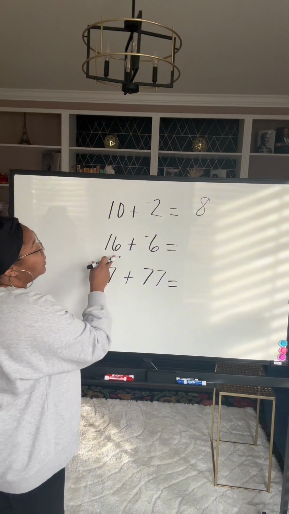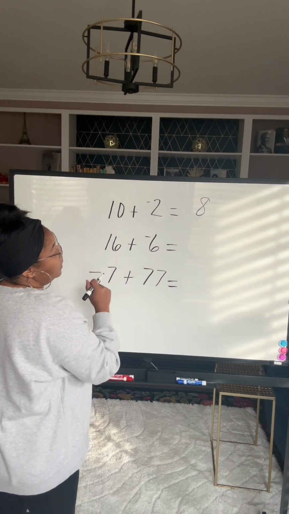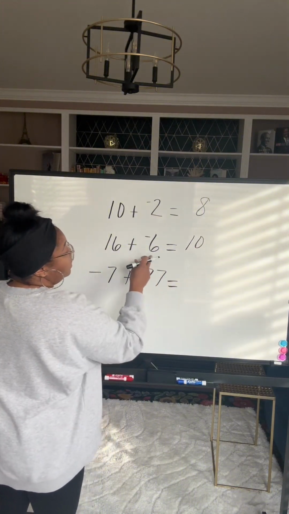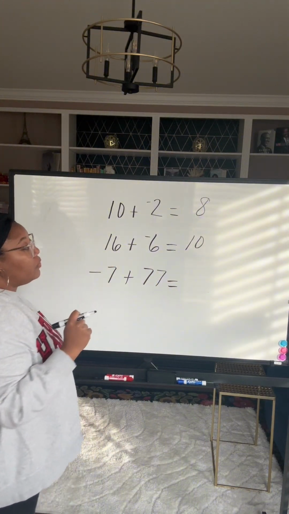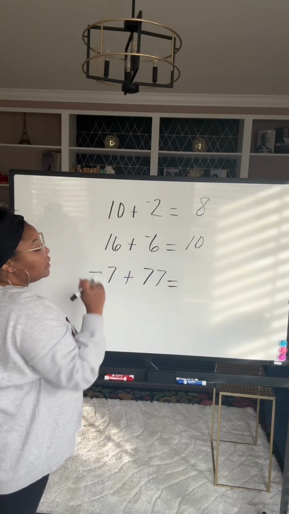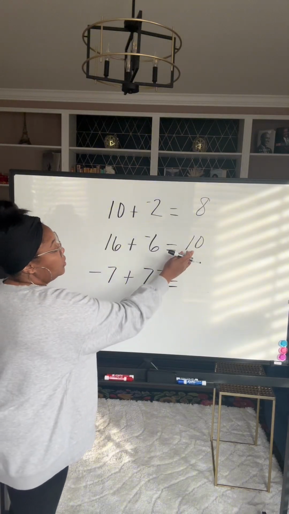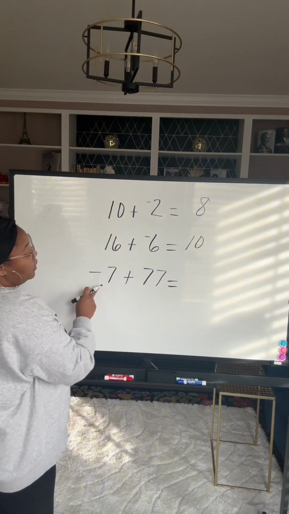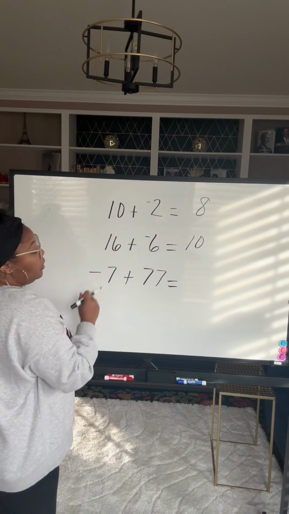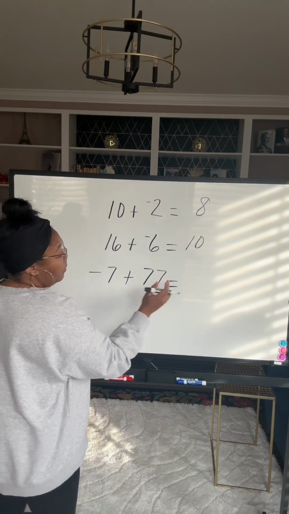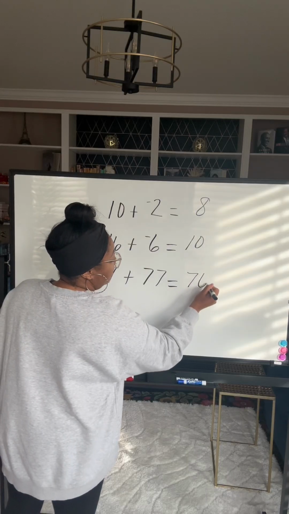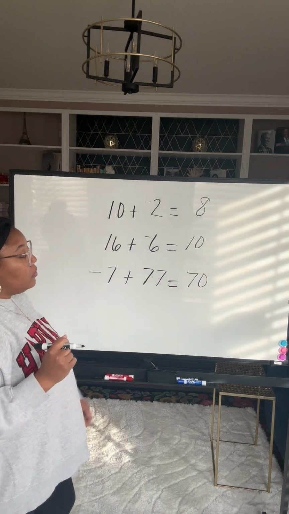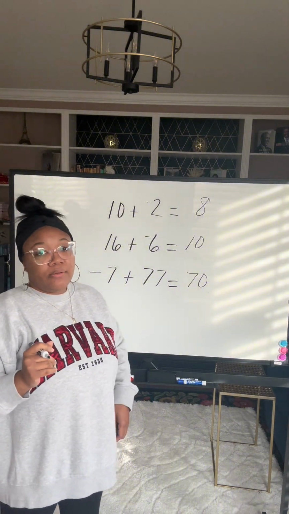Right here we have 16 plus a negative 6, which is going to get us 10, because when we take 6 from 16, we're left with 10. And since 16 has the highest absolute value, we're going to also keep this positive. Here we have negative 7 plus 77, which when we take this from that, we're going to get 70. Okay? And because 77 has the highest absolute value, we're going to keep this as a positive.